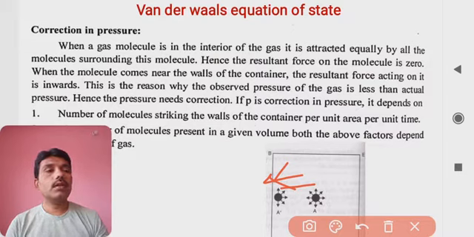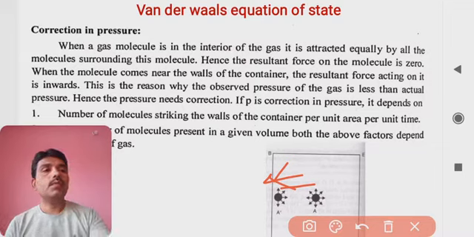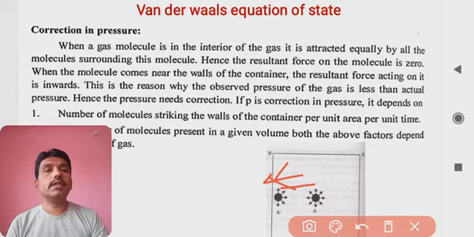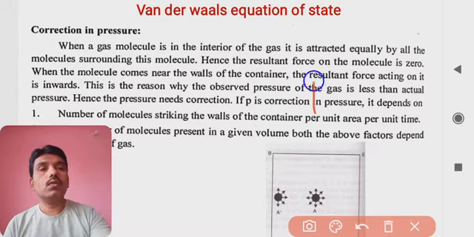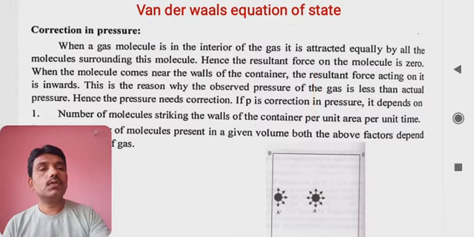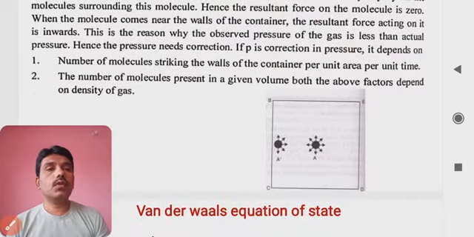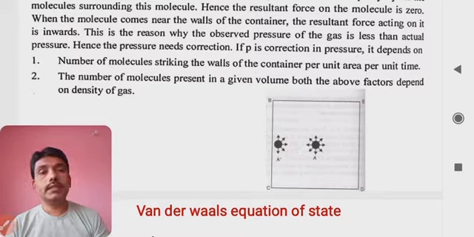And that's why the correction in the pressure is to be there. In actual practice, whatever the pressure is, the actual pressure is maximum compared to the recorded pressure. And that's why the number of molecules striking the wall of the container per unit area per unit time is also taken into account. And this part will affect the correction: the number of molecules present in the gas, both factors depend on the density of the gas.